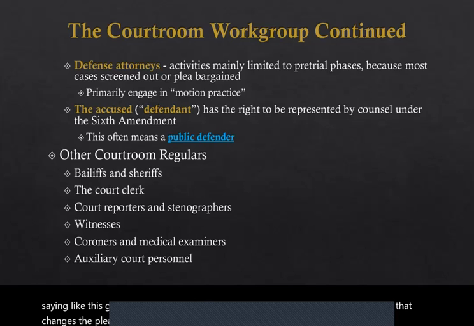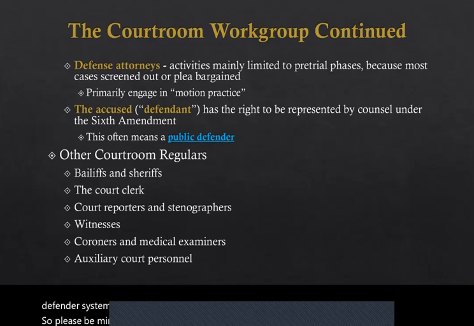Now that being said, the defendant has the right to be represented by counsel under the Sixth Amendment. Now, we generally say prosecutors, judges, and defense attorneys are the courtroom work group. I argue that the accused, the defendant, is also part of the work group, right? And this often means a public defender. So when you get time, click on this link. It takes you to a really great video. It's a funny one, but it shows how problematic our public defender system is. It is in a state of crisis. So please be mindful of that.